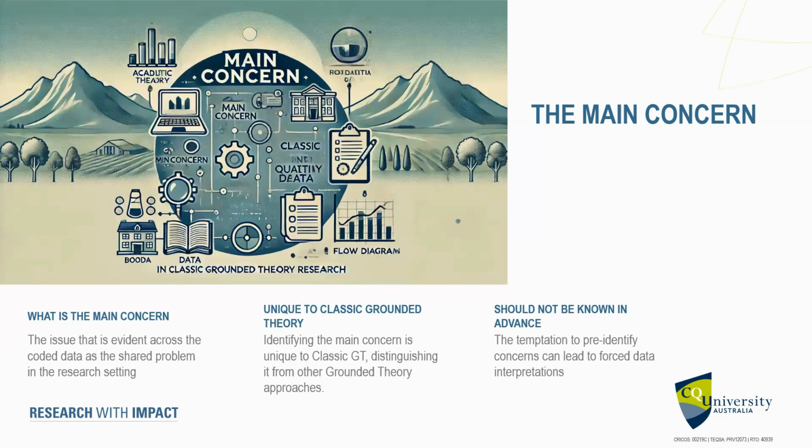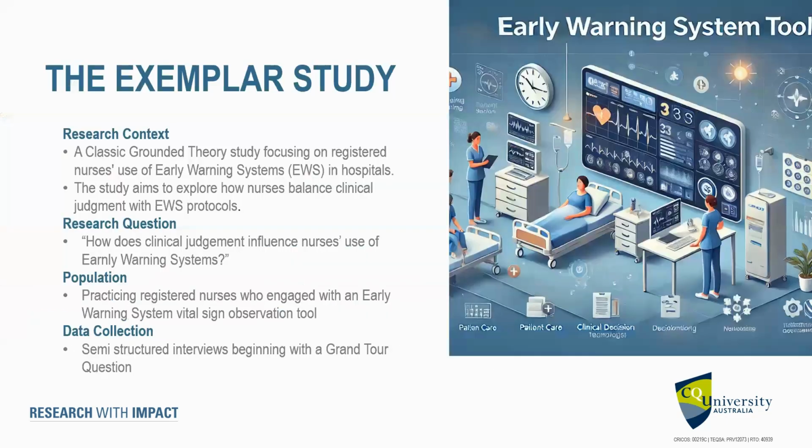This is because the temptation to pre-identify concerns can lead to forced data interpretations. But there is an absence of literature explaining how to achieve this goal. This lack of explanation about the main concern renders classic grounded theory abstract, difficult to interpret, and challenging to use for the novice researcher. This lack of available resources was the impetus for this paper.